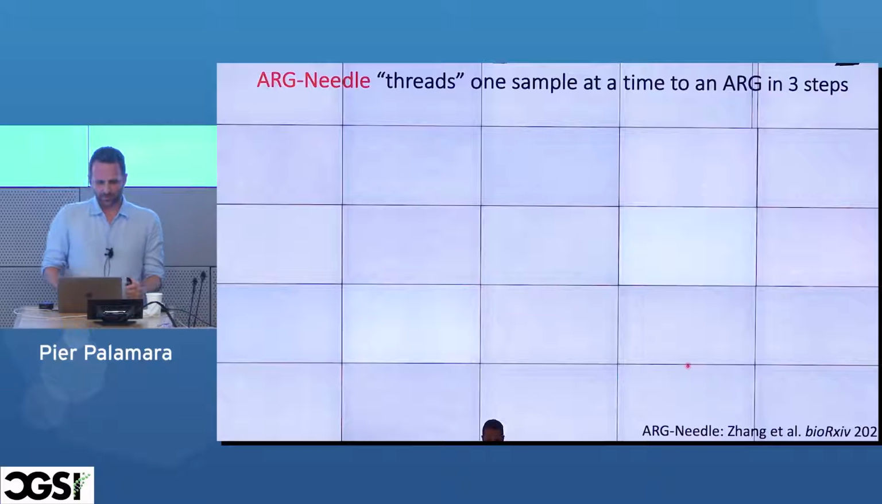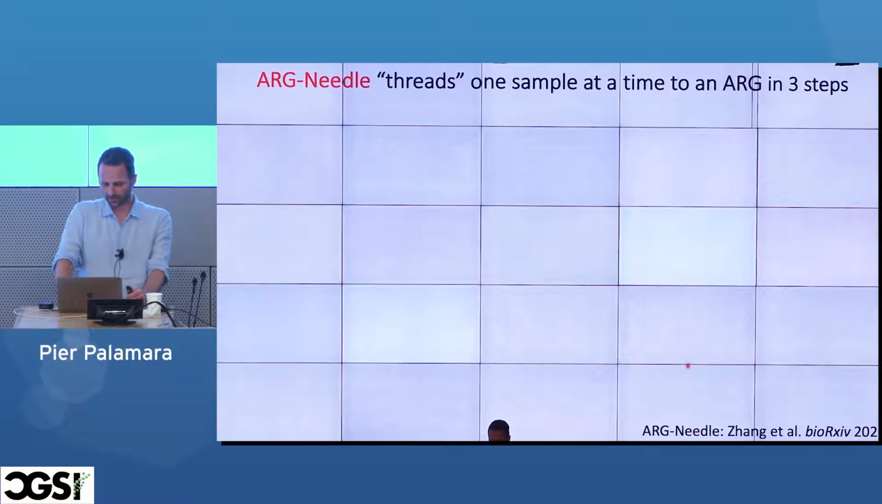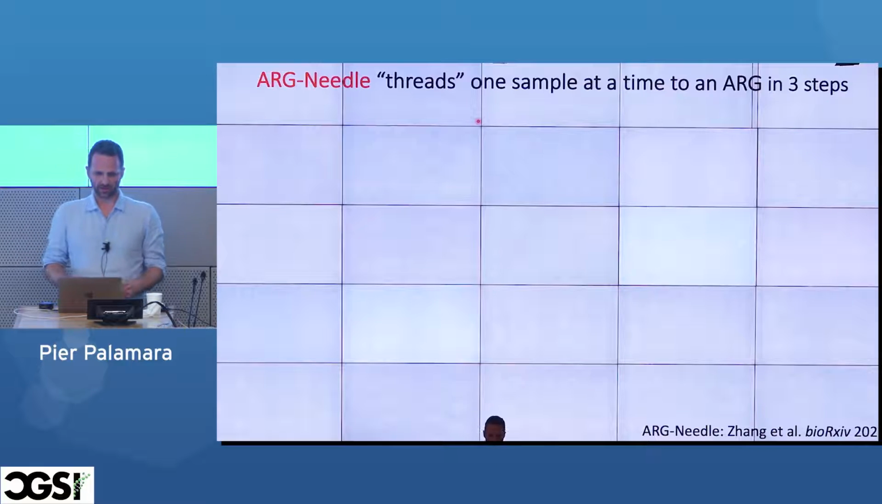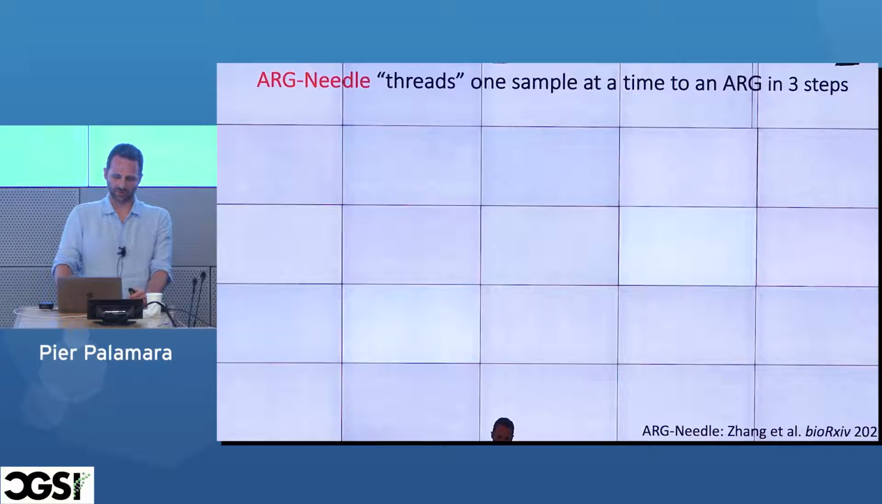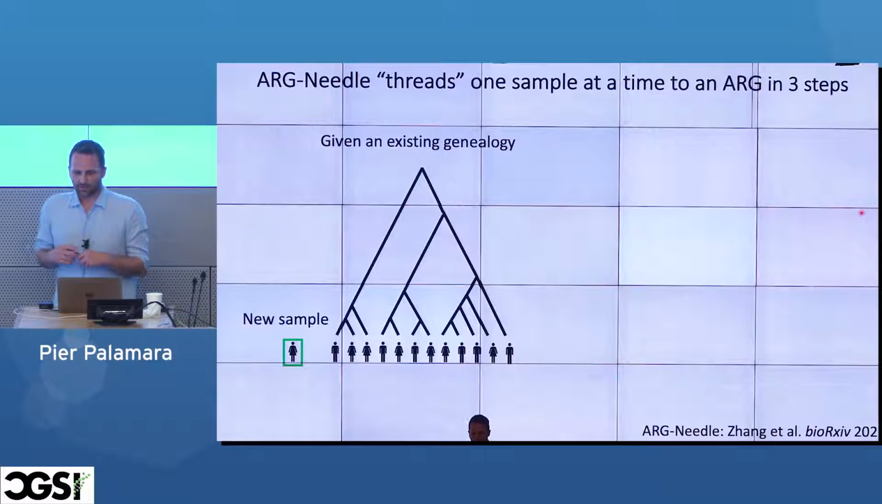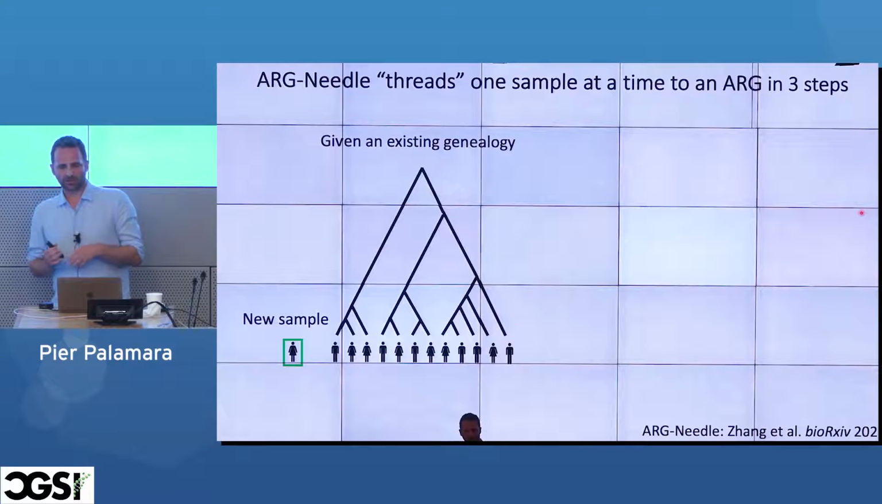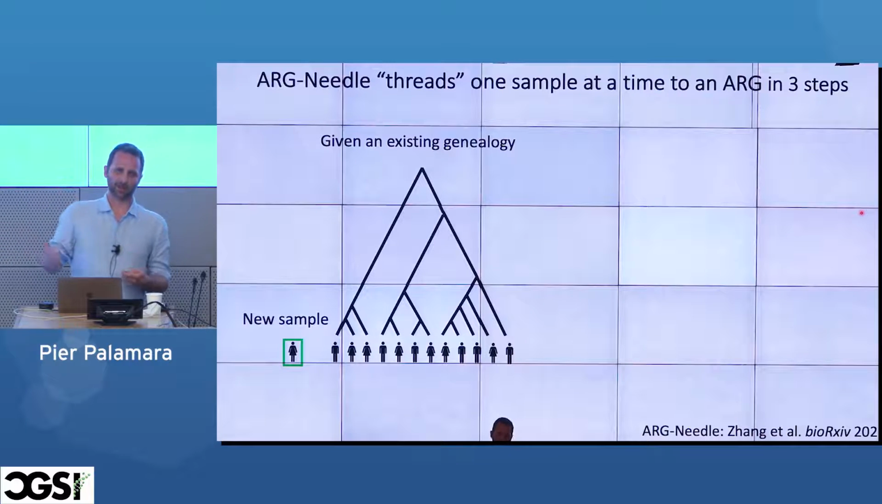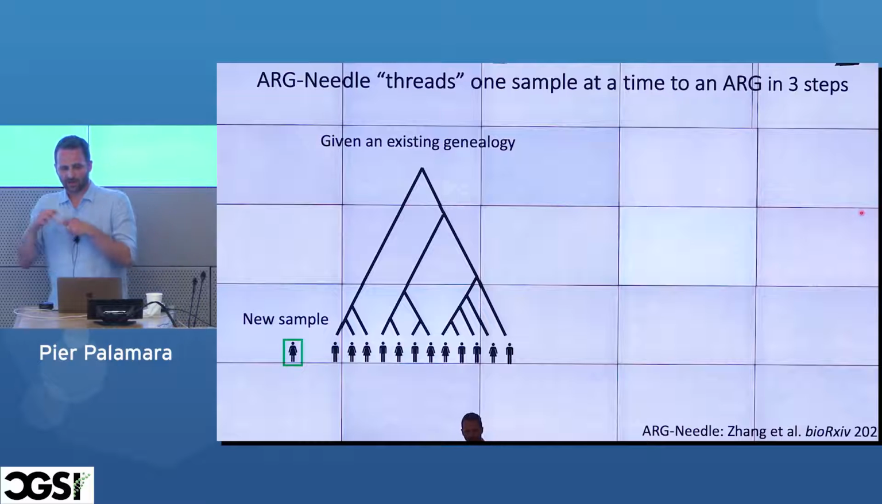So instead, what we do is this thing called ARG needle. So we have another algorithm that threads one sample at a time into an ARG. ARG needle is inspired by another algorithm called ArgWeaver that used a related strategy a few years ago. And so it's an inductive approach where you assume you have already built the ARG for n samples, and you can start from 2 samples. You have a pairwise ARG from ASMC. You have the ARG of n samples.